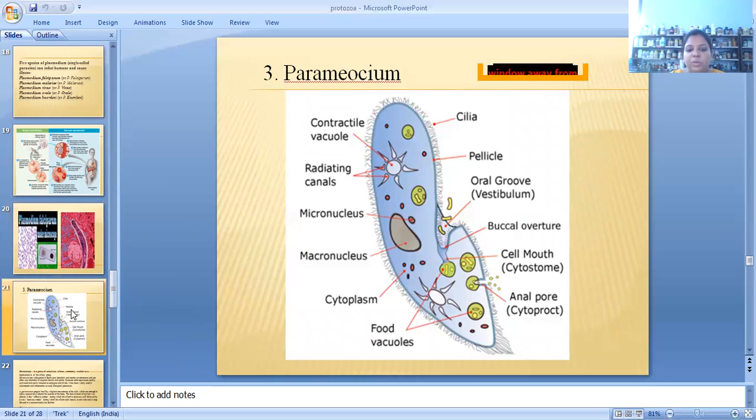Next protozoa which we are going to study is the Paramecium. Paramecium is always characterized by a slipper-shaped organism. From childhood days we know that if it is slipper shaped, it would be Paramecium. So this is a very well structured diagram of the Paramecium with all the labeled parts. Contractile vacuoles are there, radiating canals are there, micronucleus, cytoplasm, food vacuoles, right? Buccal overture, everything is present in the cytoplasm.